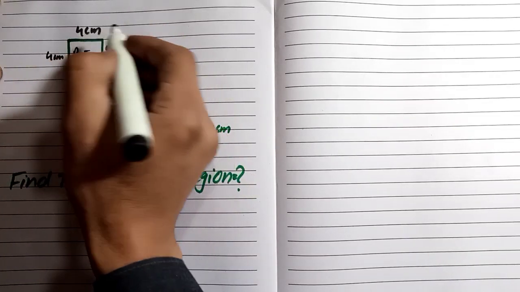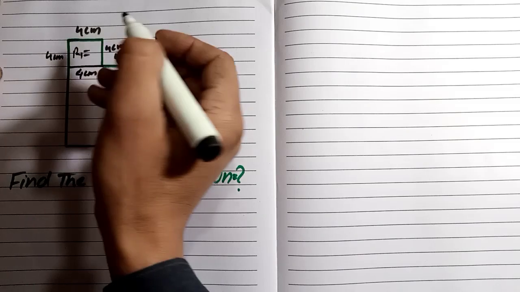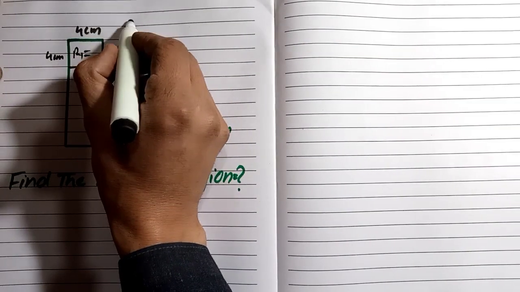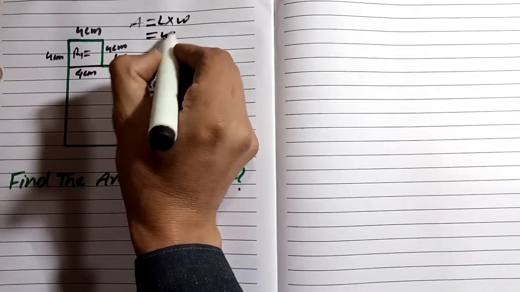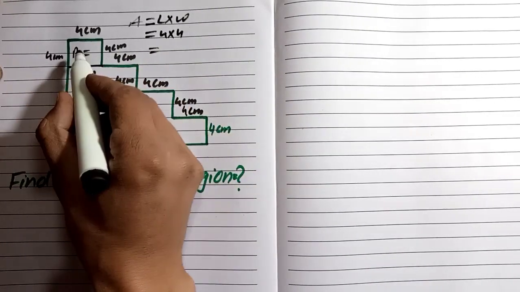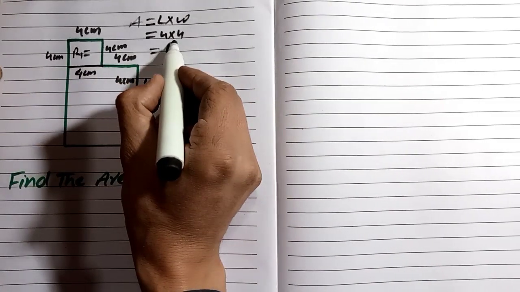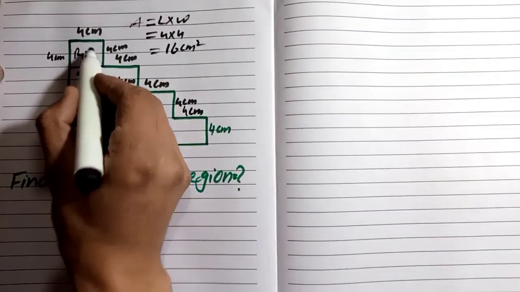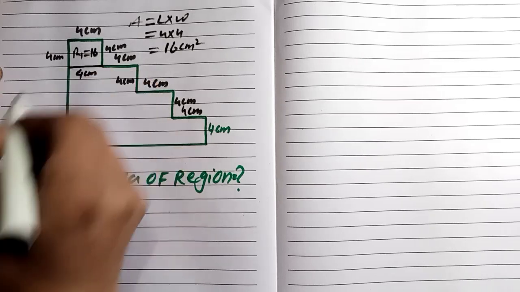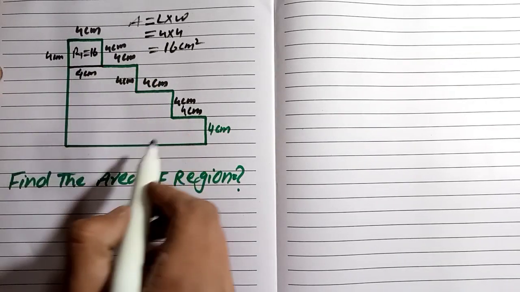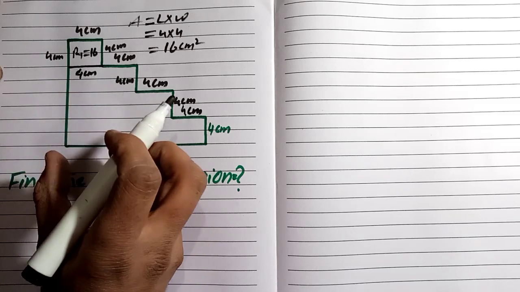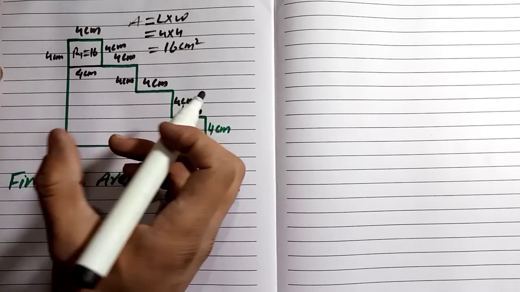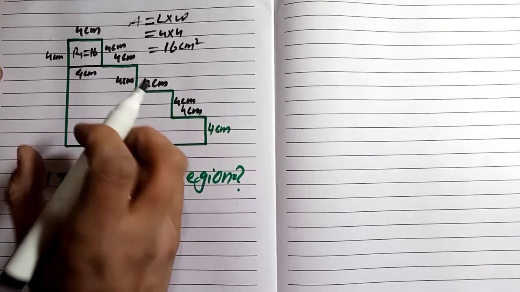We know that in a square region, area will become length multiplied by its breadth or width. So in this region, area will become length multiplied with width, its length is 4 and width is also 4. So the area will become 16 centimeters square. We can convert all these areas into square regions, then add all of them, so we can easily find the area of this shape.